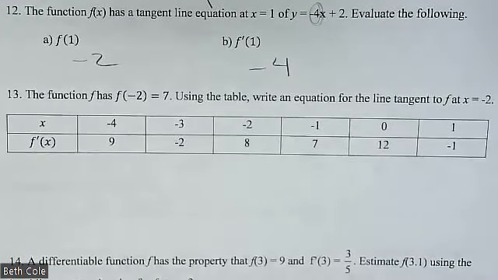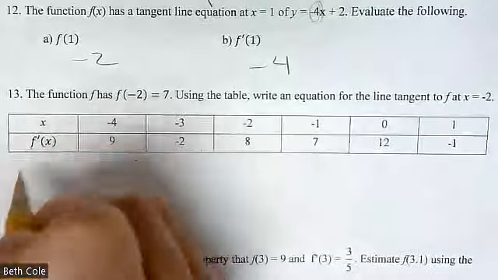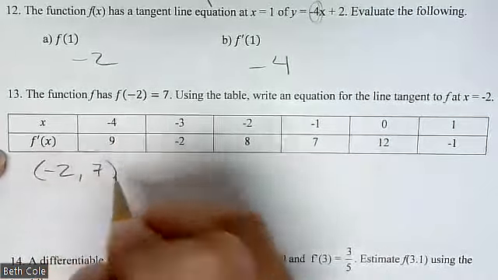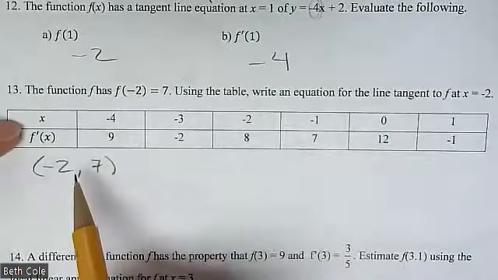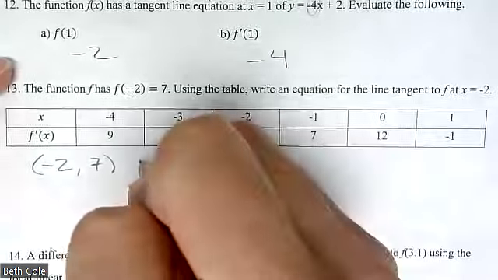All right, here, f of -2 equals 7. That means you have the point (-2, 7). It says write an equation, so you need a point and a slope.